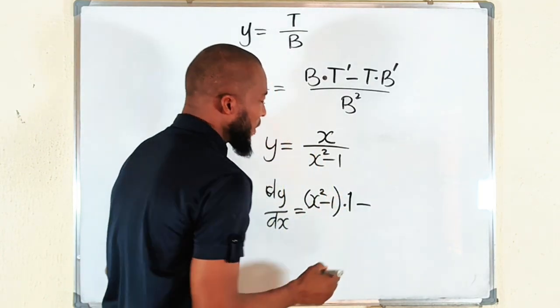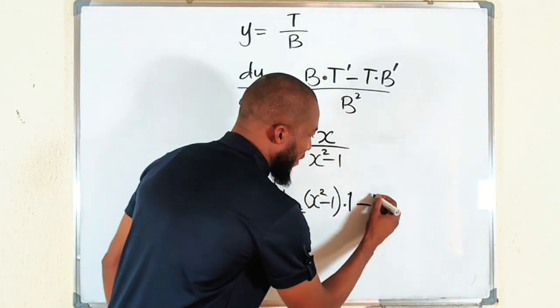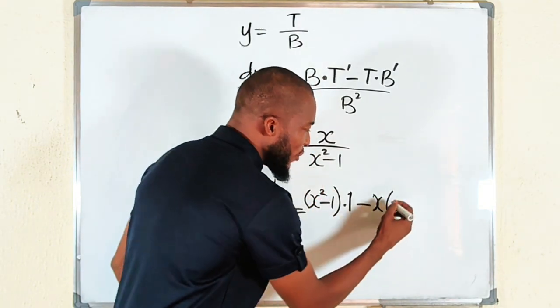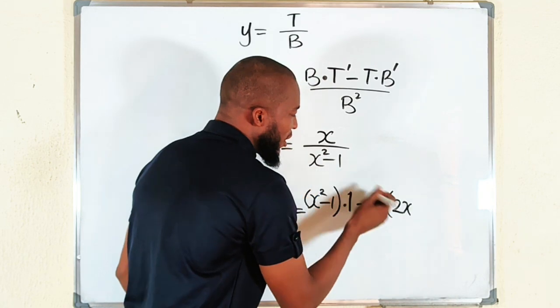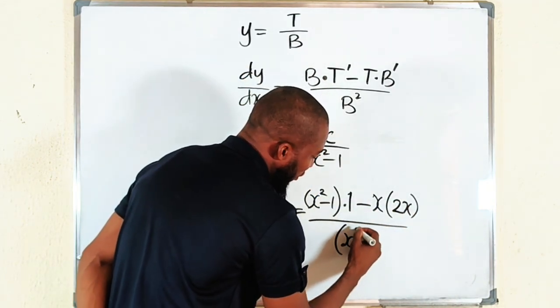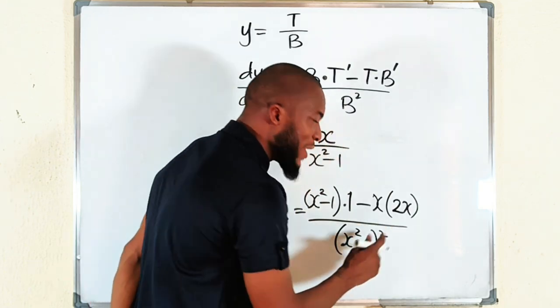You minus. Now you go to the top, which is x. You multiply by the derivative of the bottom. You differentiate x squared, you get 2x. Differentiate negative 1, you get 0. So this is all we have. Divide by the bottom squared, which is x squared minus 1 whole squared, and you're done.